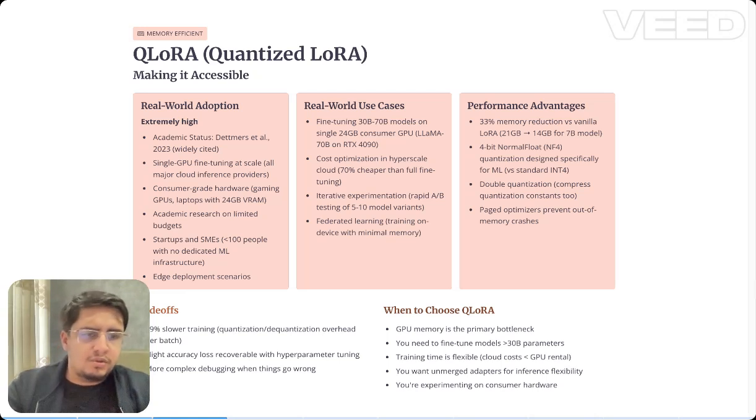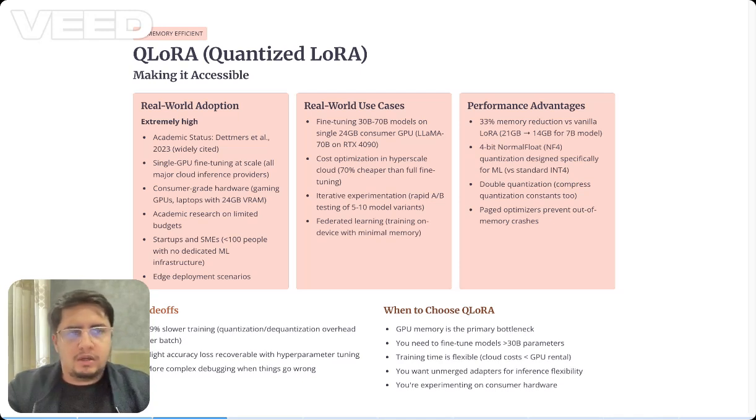So essentially, you just use QLoRA when GPU memory is a primary bottleneck. Either you need to fine tune models that you can't really load onto your hardware, your training time is flexible, and you want unmerged adapters for inference flexibility, or you're experimenting on edge or consumer hardware where you would want to run your models in the long run.